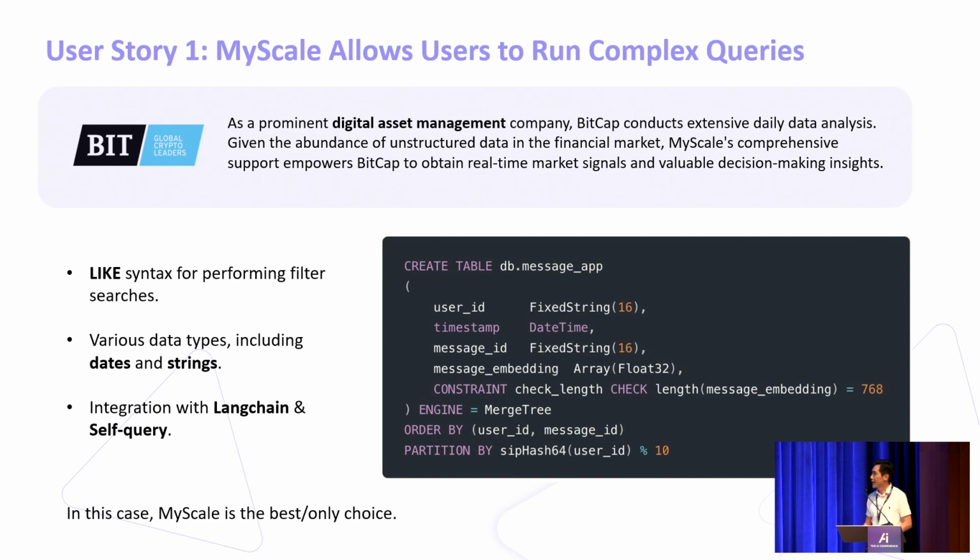One is a customer from the financial industry. This customer wants to do analysis on structured and vector data. He has several constraints: he wants to use join syntax to perform filtered search, wants to support various data types like dates and strings, and also wants to do self-query with LangChain. Given these complex constraints, most specialized databases do not have join support, and MyScale is the best choice.